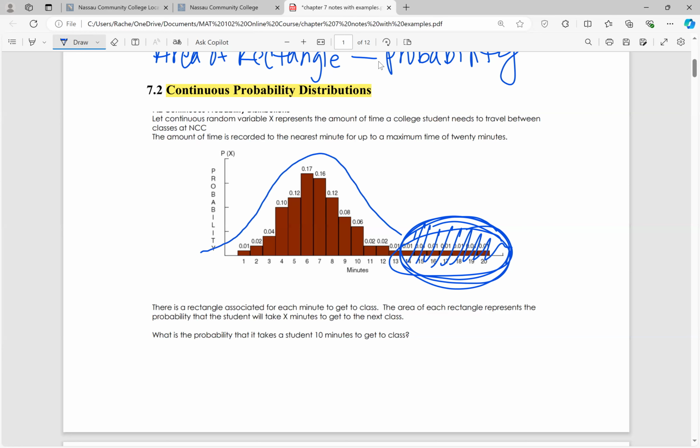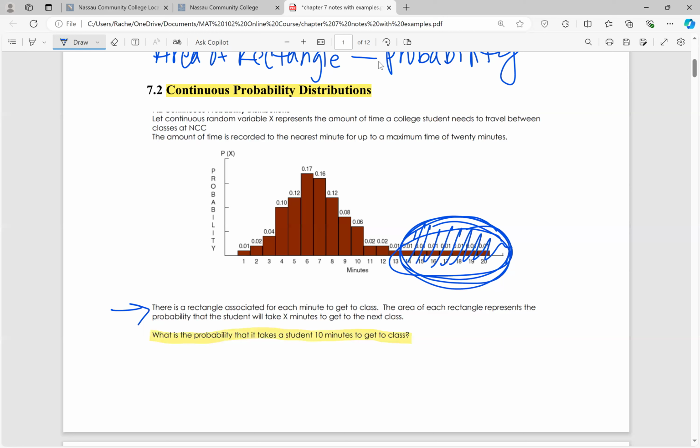we have this bell-shaped distribution here for time, right? So we've seen this shape before. This is symmetric or bell-shaped, right? So how do we read this histogram? There's a rectangle associated for each minute to get to class. Now we know that area equals probability. So the area of each rectangle represents the probability that the student will take X minutes to get to the next class. So for example, what is the probability that it takes a student 10 minutes to get to class?